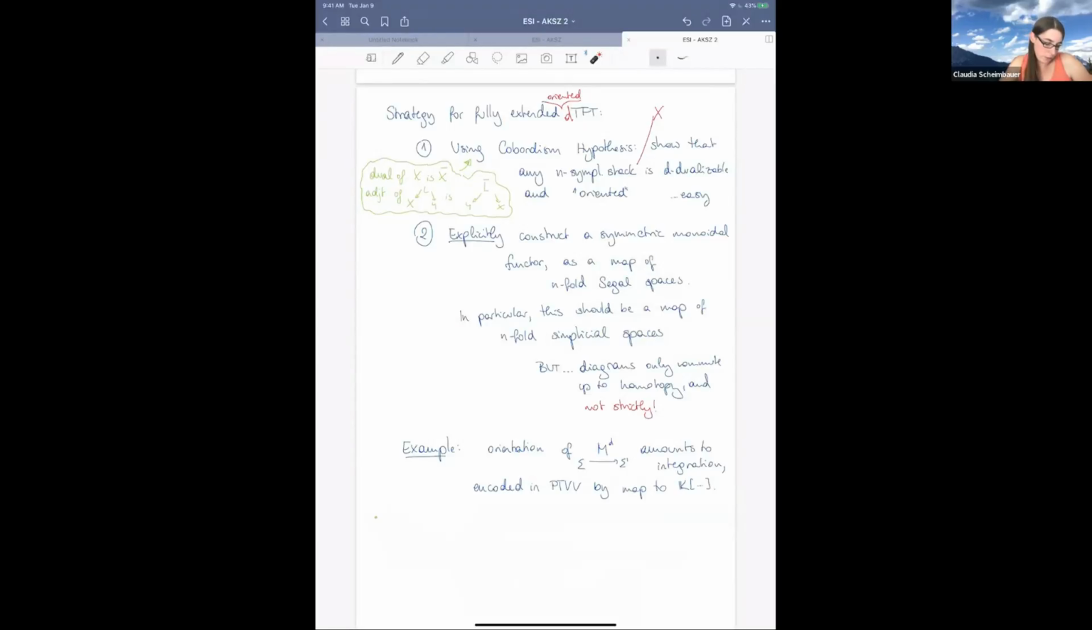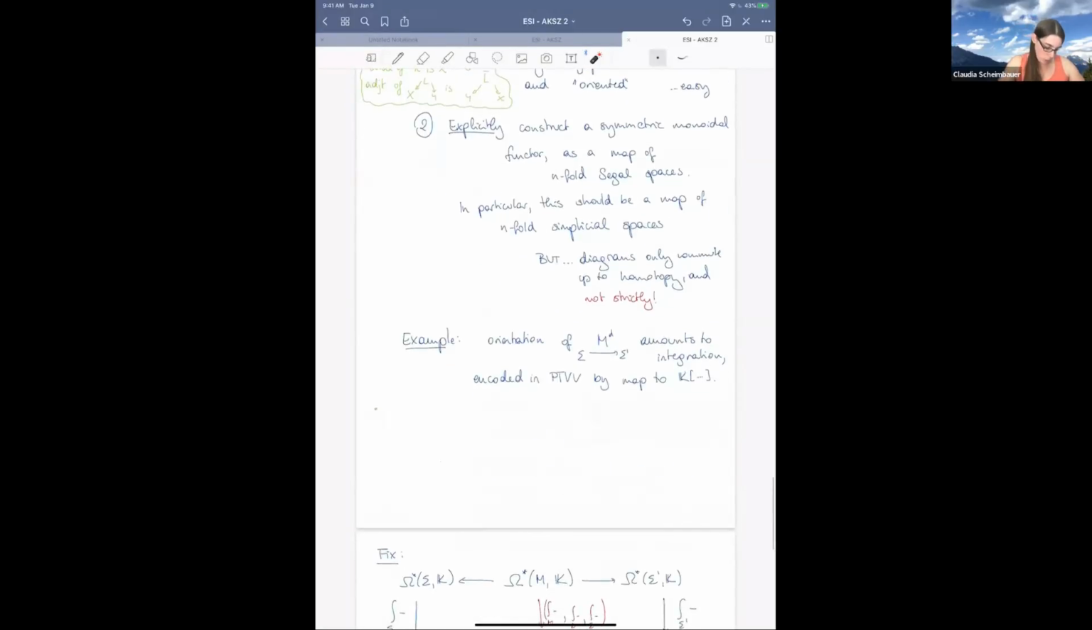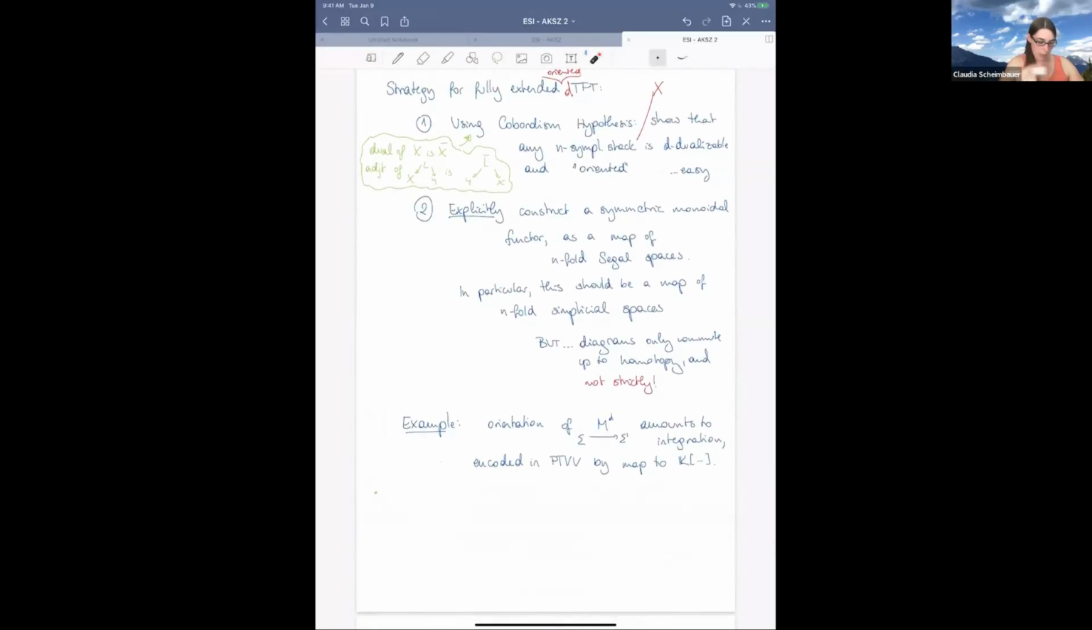But the problem is that if we define it that way, if we want a map of simplicial spaces, diagrams should actually commute. Maps between simplicial spaces are commuting diagrams. And the problem in the situation that we're in is that the diagrams only commute up to homotopy and not strictly. So the hard work of this project has been to find a way to strictify things. I would like to illustrate this with a very small example, without telling you details of why, just so that you see where things go wrong.